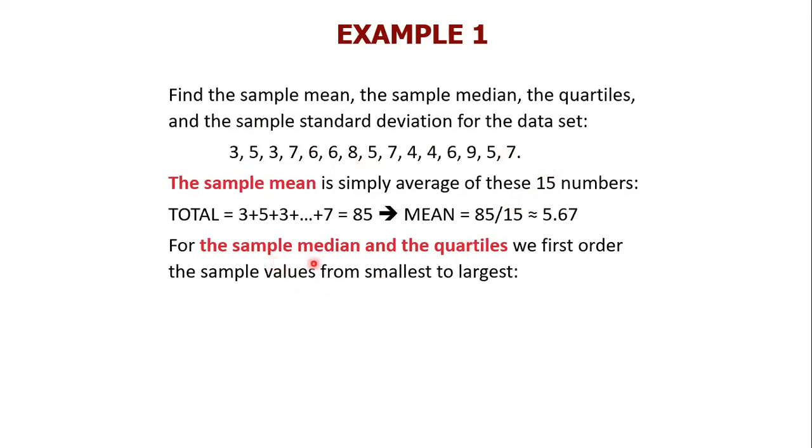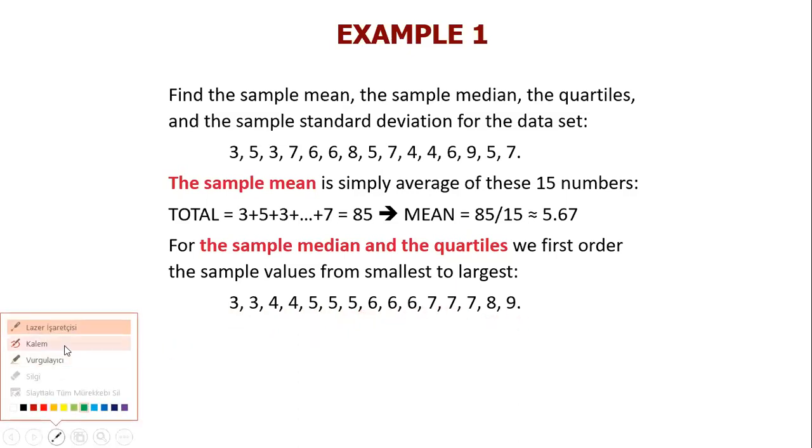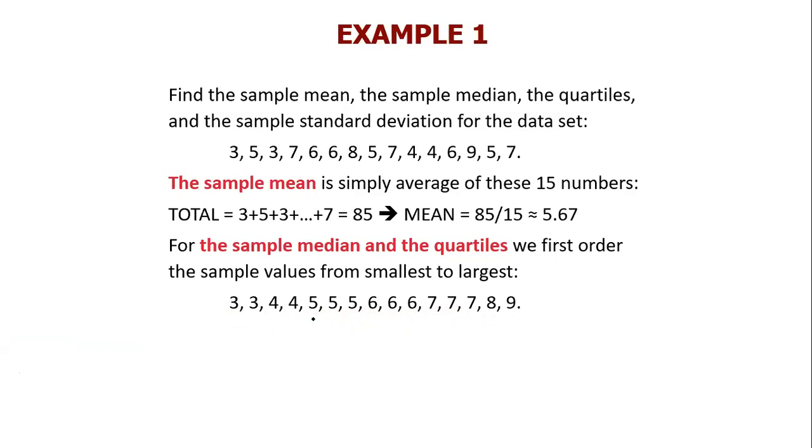In order to find the sample median, we just order them from smallest to largest. You see, 3, 3, 4, 4, 5, 5, 5, 6, 6, 6, 7, 7, 7, 8, 9. Now what we will try to do is find the one just in the middle. Remember, how many items do we have? 15 items. So I will just find the eighth one. 1, 2, 3, 4, 5, 6, 7, 8. This is the one in the middle. So the median is equal to 6, right?